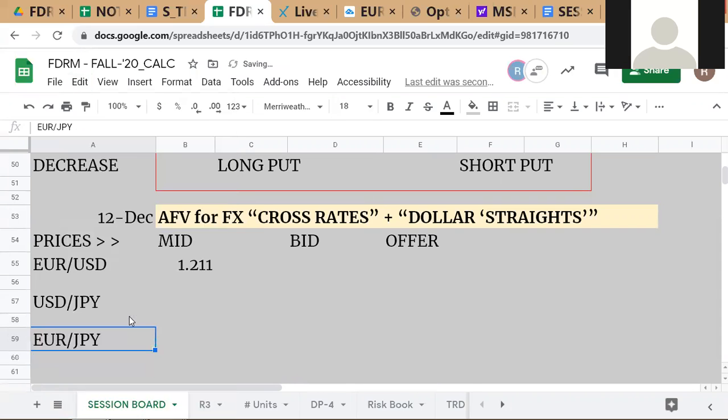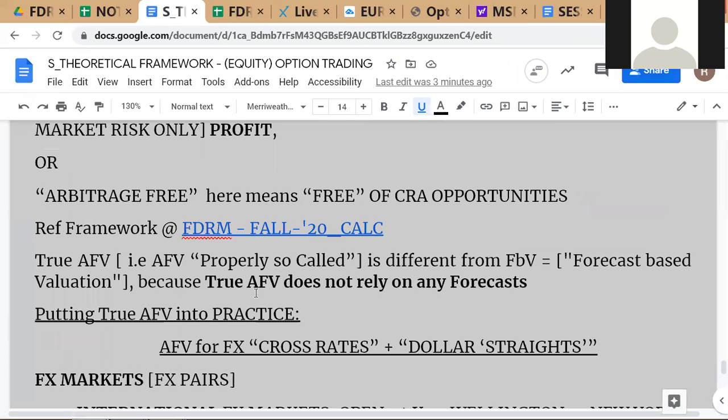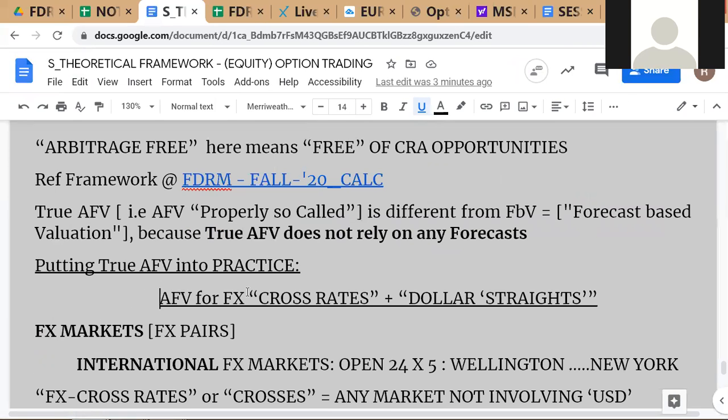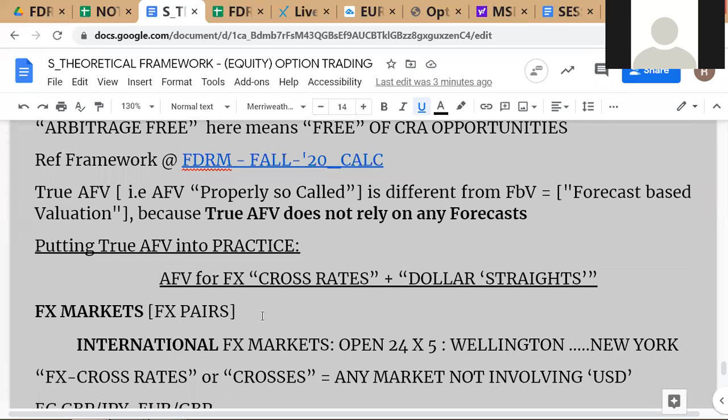All right. So here, let's put the mid as 121.10. This is normally quoted to 4 decimals. See, now you have a pipette also on the 5th decimal. It's so competitive, but we'll just use 4 decimals. Okay, so we have AFV for cross trades.